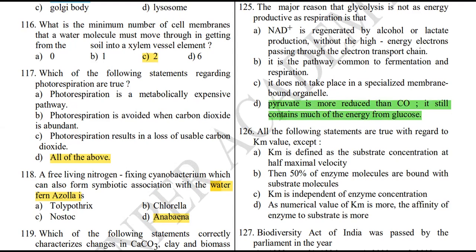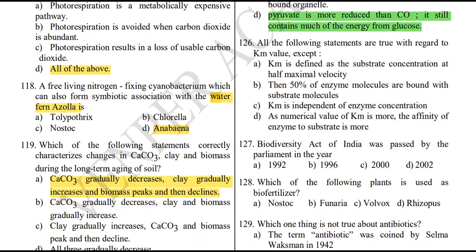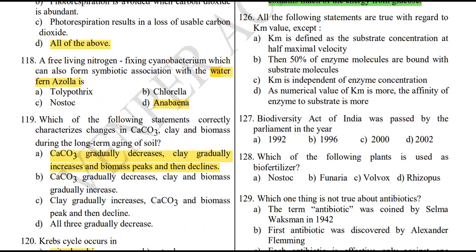Okay, the next question. All the following statements are true with regard to Km value. First, we have to understand what this Km value is. Km is the Michaelis constant. What does this Michaelis constant actually talk about? That's very important. The Michaelis constant just represents the binding affinity. We already know enzyme and substrate bind with each other. So the Km value will tell you the binding affinity of this enzyme and substrate.